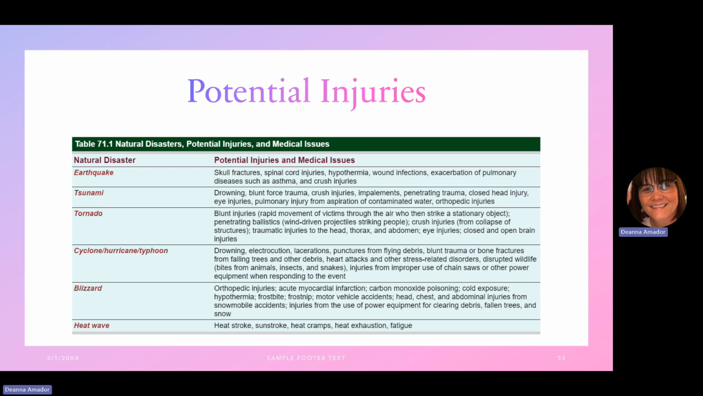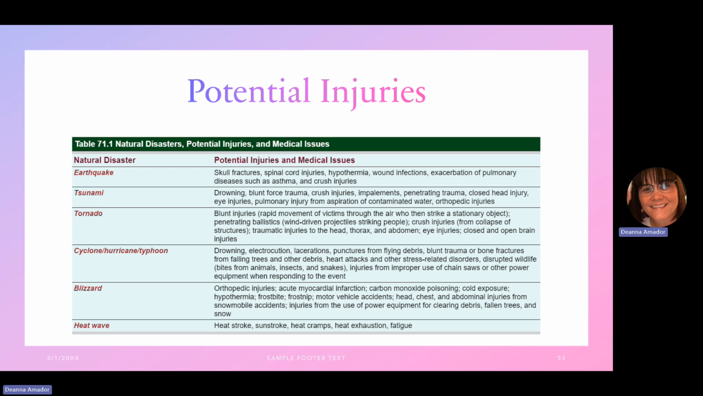Okay, so potential injuries. I specifically put this slide in here so you can read through it on your own, and please have it make sense when you look at things like earthquake, how your potential injuries could be skull fractures, spinal cord injuries, hypothermia, wound infections, and how crush injuries could happen with an earthquake. That makes sense to me.